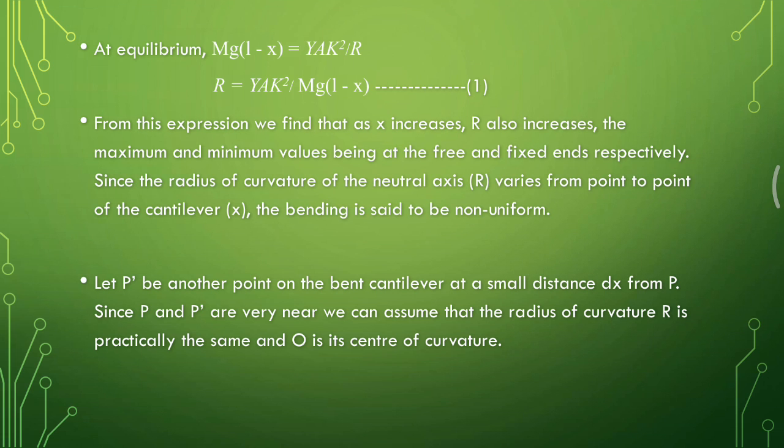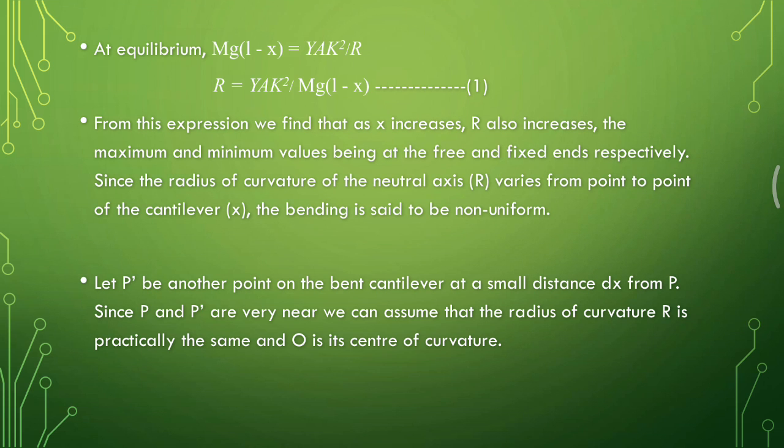From this expression, we find that as x increases, R also increases, the maximum and minimum values being at the free and fixed ends respectively. Therefore, the radius of curvature of the neutral axis R varies from point to point of the cantilever. Bending is said to be non-uniform.